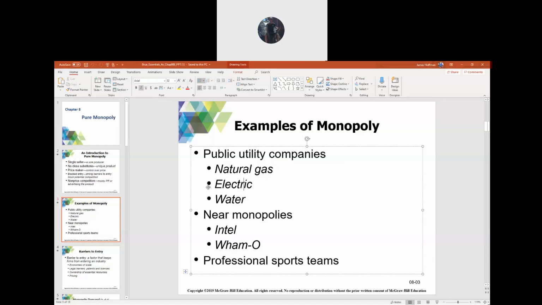Okay, so like the SoCal Gas Company is a monopoly. Edison, and then often the local city or whatever your water provider is, there's probably only one option for that. So most public utilities are monopolies because the consumer can't really shop around.